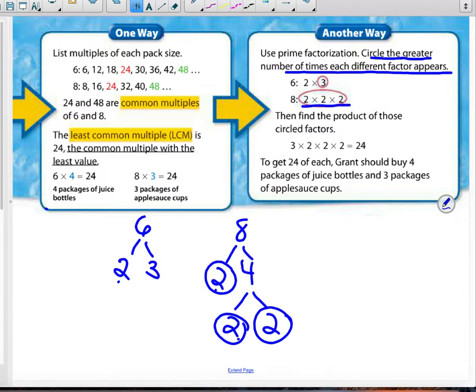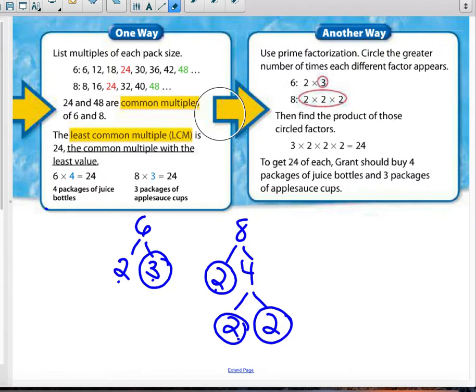Then if we look over here, we have a 3, but we don't have any 3 over here, so we're going to use the 3 from 6. That's how we end up with our 3, and we have our three 2's, and we multiply them out. If you do that, 3 times 2 is 6, 6 times 2 equals 12, and then 2 times 12 equals 24. Don't write it in your book like that, but you can see how we use prime factorization.